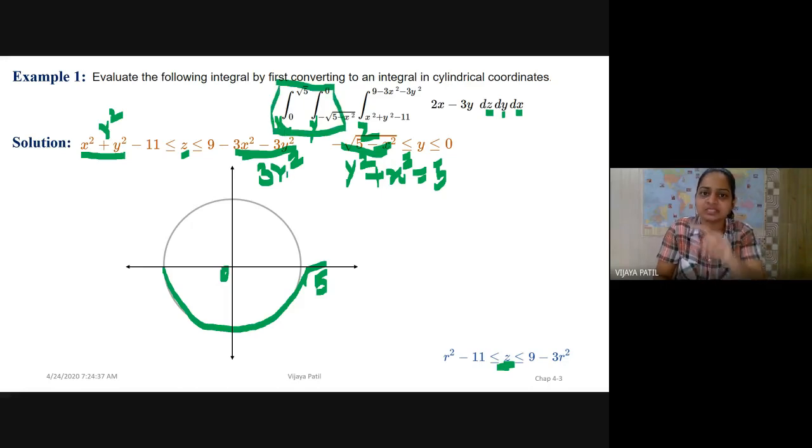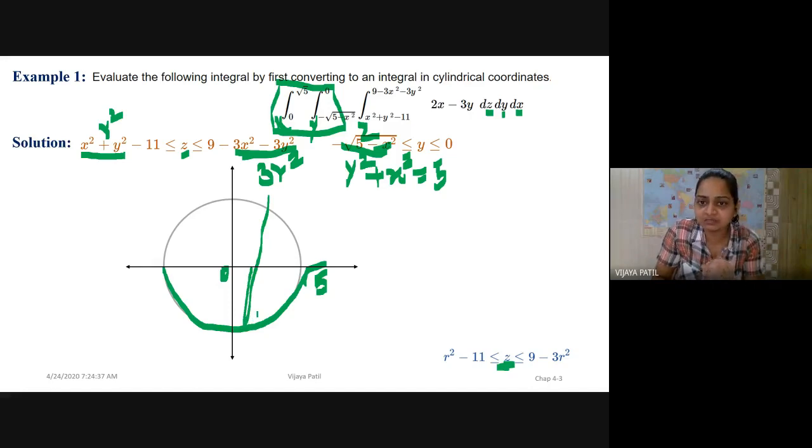Just concentrate on these two parts. This is given to me as integral x and integral y, so the innermost integral is for y. That means I need to consider, in Cartesian coordinates, a strip parallel to the y-axis. My lower limit is on this circle, but with the minus sign, which means it is in the lower part. So suppose this strip is moving something like this here.